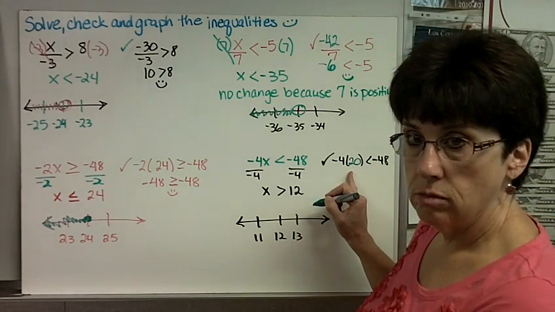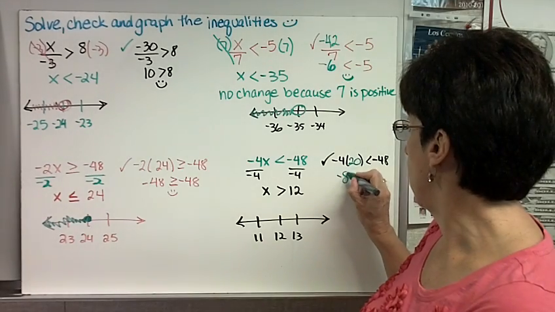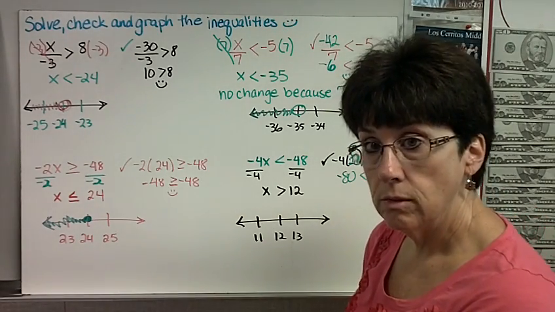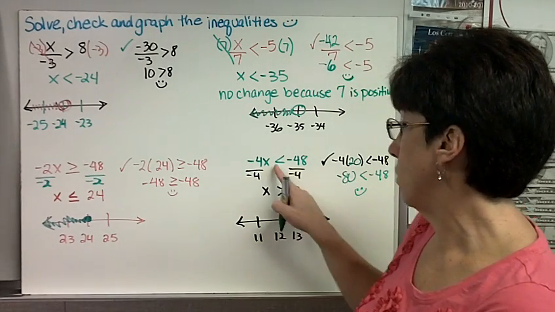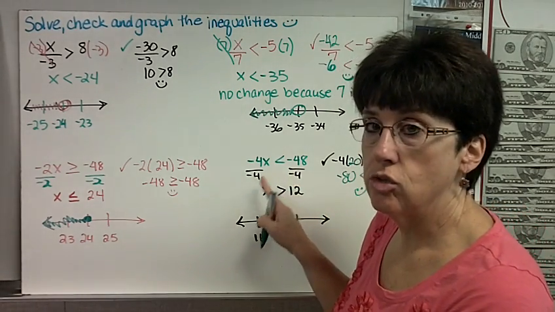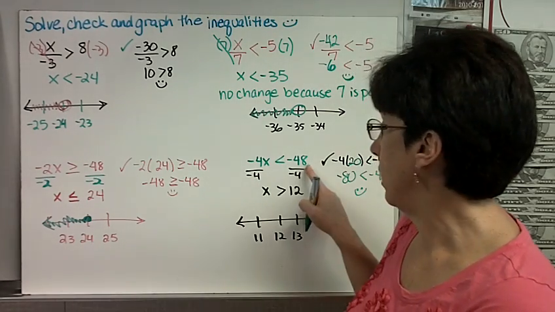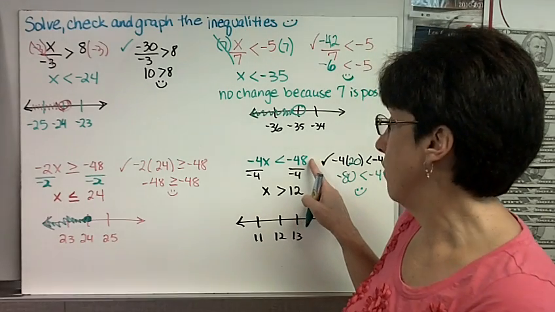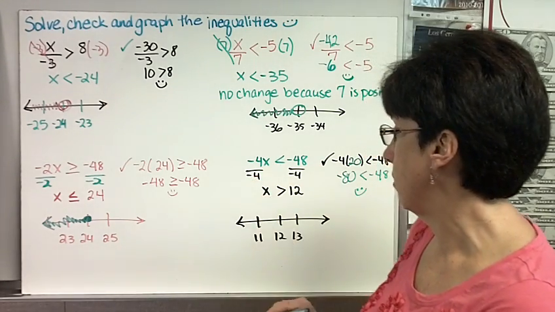What's 4 times 2? 8. And then add your 0. So negative 80 is less than negative 48. Is that true? Yes. Okay, so I did my work right. You have to remember to change the direction of your inequality if what you're multiplying by is negative. I don't pay any attention to what's on this side until I do the math. Okay? If it's negative over here, it doesn't matter. It only matters what I'm multiplying or dividing by.